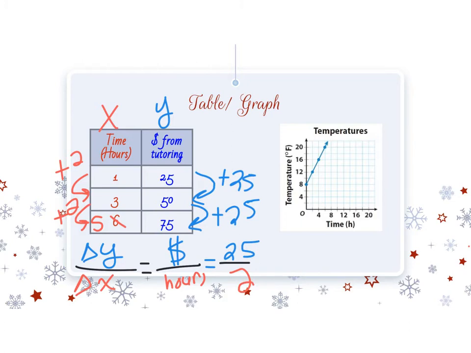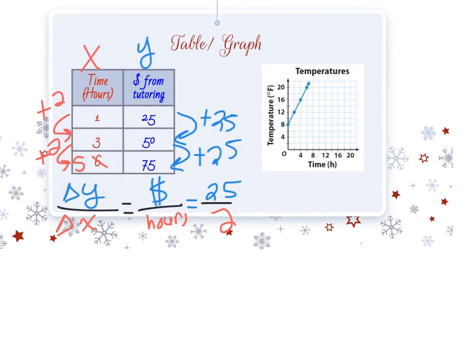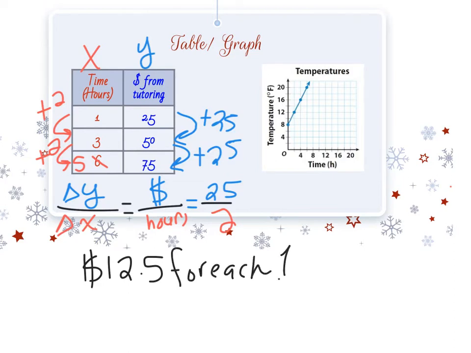So we can say $25 for every 2 hours, or we can divide that, and it simplifies to be 12.5. So we can say $12.50 for each hour, each 1 hour.